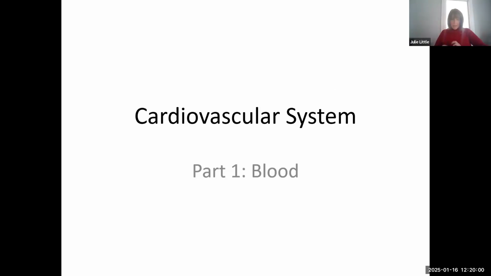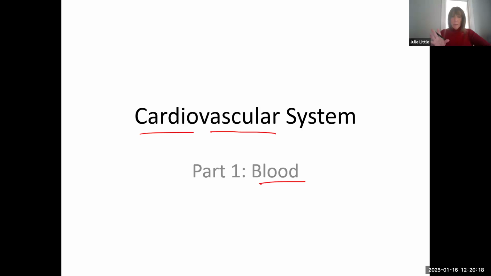Okay, let's start the cardiovascular system. Cardio means heart, vascular means blood vessels, and then we have blood in our blood vessels. The heart is a pump that moves the blood around the body. This is quite a big system to cover.